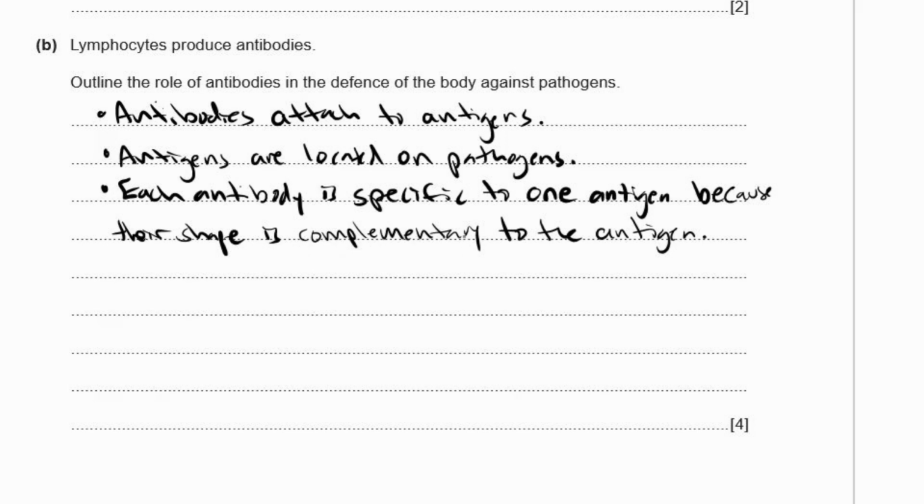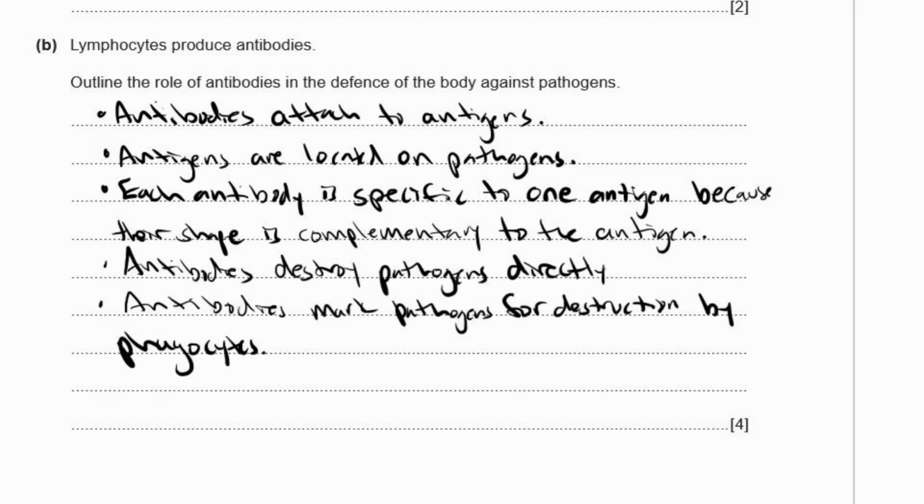Complementary is a good word there. They are not the same. So if you think about it, let's say you have a bacteria with one antigen, which is a very strange antigen. Okay, so this is the shape of the antigen. The antibody basically has an inverted shape. It can't be exactly the same. It has to be exactly opposite. It's not the same as its opposite. It's complementary. So antibodies can do two things. They can either destroy the pathogens directly, or they can mark them for destruction by phagocytes. So antibodies destroy pathogens directly, or the antibodies mark pathogens for destruction by the phagocytes.